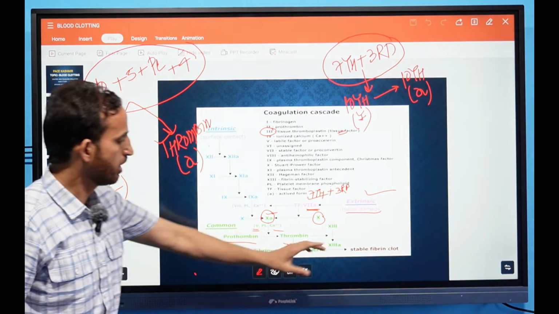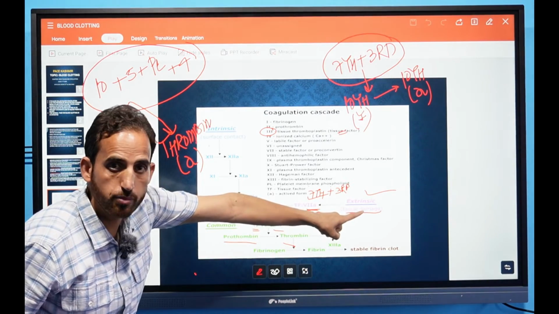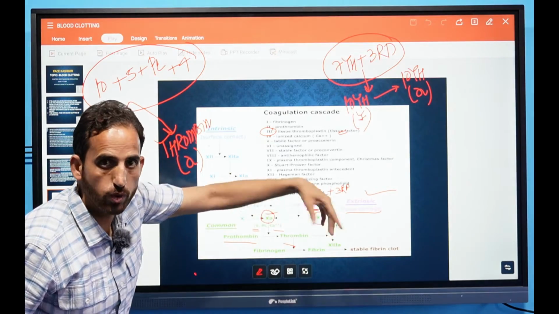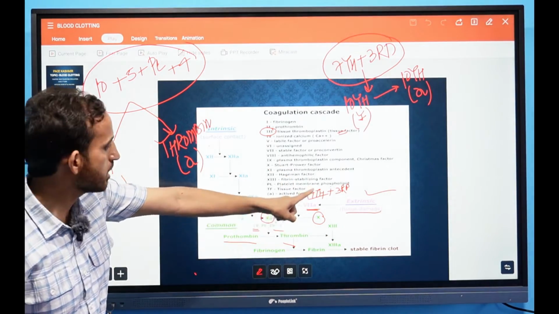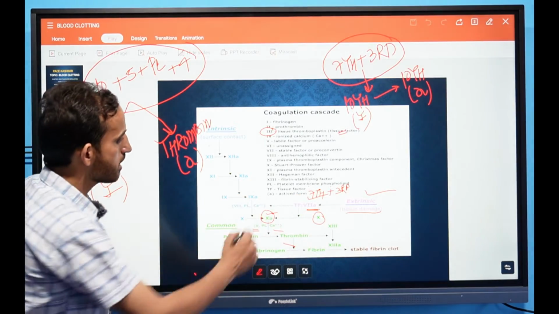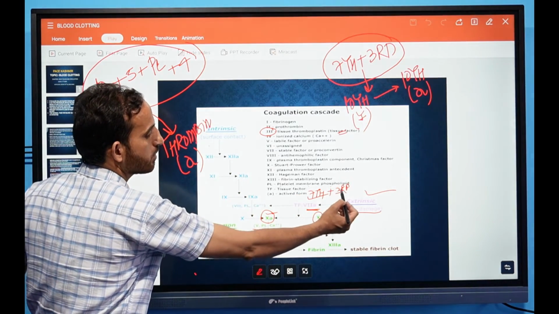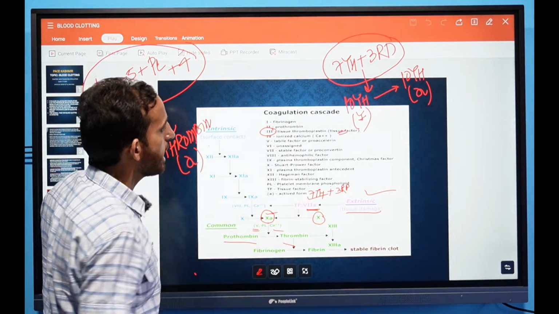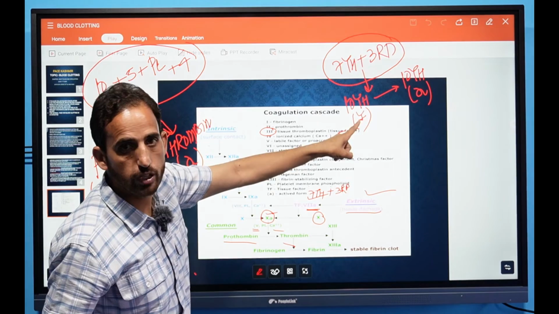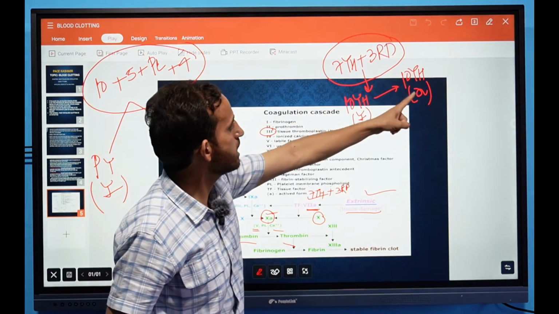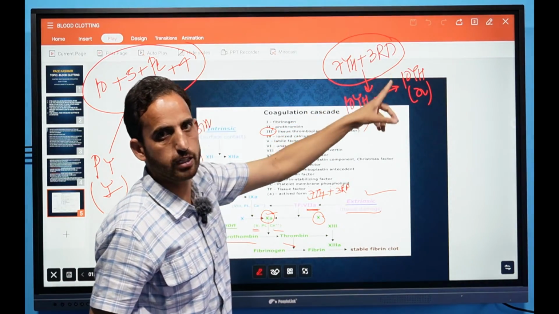Again I will repeat. Here the tissue has been damaged, an injury has occurred. Once the injury has occurred in the blood, a special blood clotting factor is activated, called the 7th blood clotting factor. The 7th blood clotting factor has combined with the 3rd blood clotting factor, and this complex has converted the inactivated 10th blood clotting factor into its activated 10th blood clotting factor.